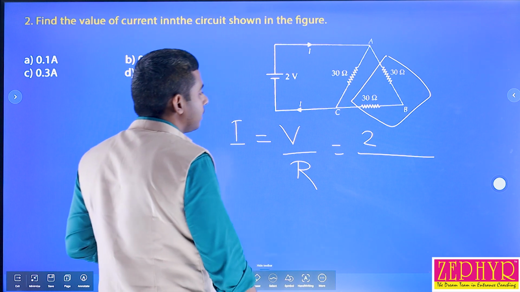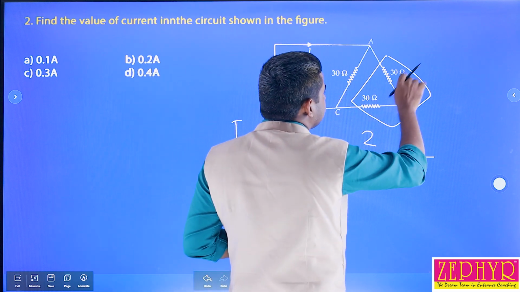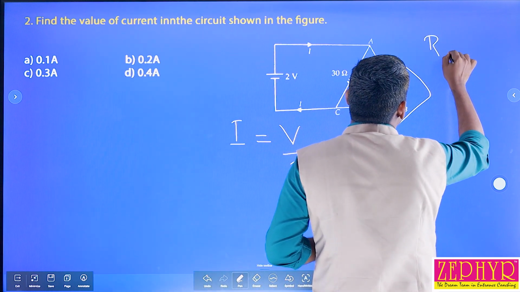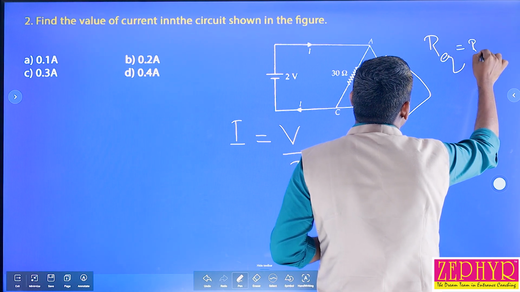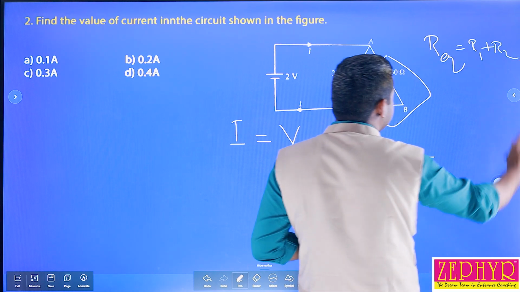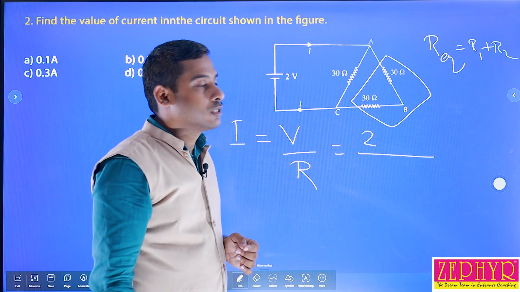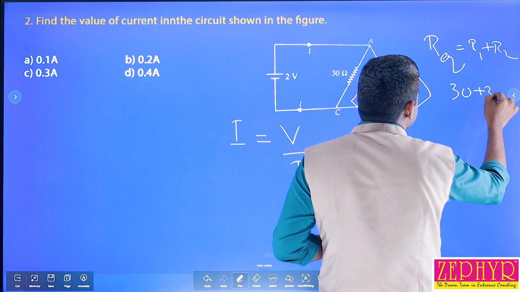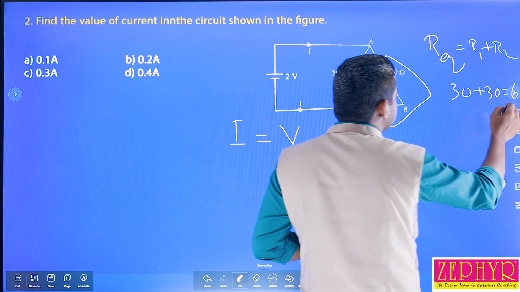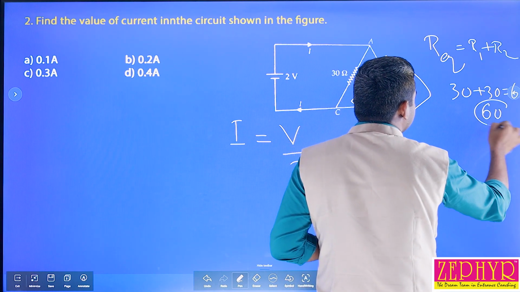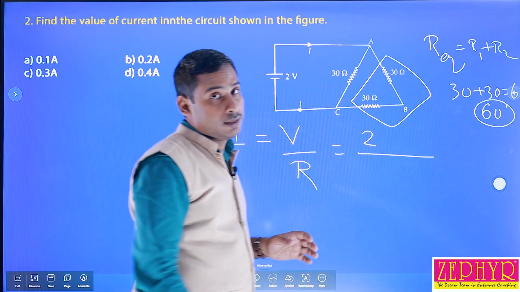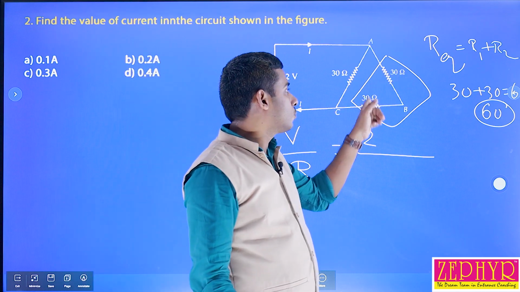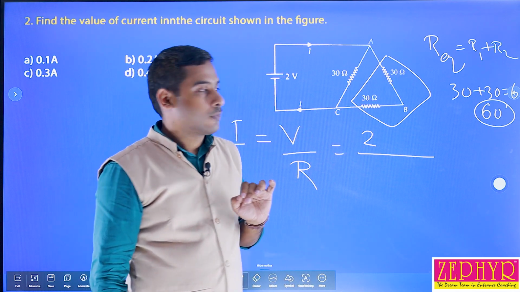So, students, when these two resistors are in series, we know the series connection mode: just addition is needed, R1 plus R2. So, 30 plus 30 will be 60 ohm. So, the answer for these two equivalent will be 60.